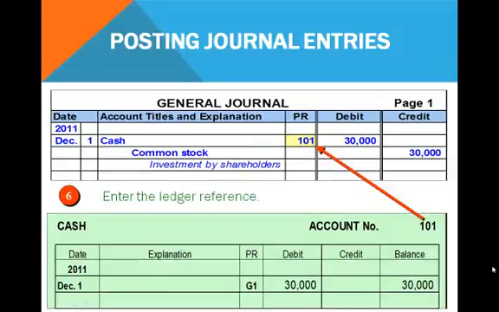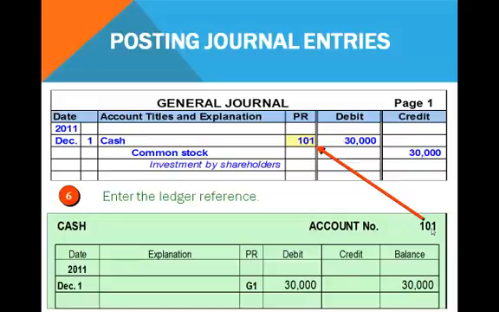Back in the general journal, we enter a posting reference. Remember, we entered one here that said, hey, this came from general journal page 1. Well, back in the general journal, we're entering this account number from the ledger. So that's going to be our reference back. This tells the accountant that the account has been posted to account number 101.